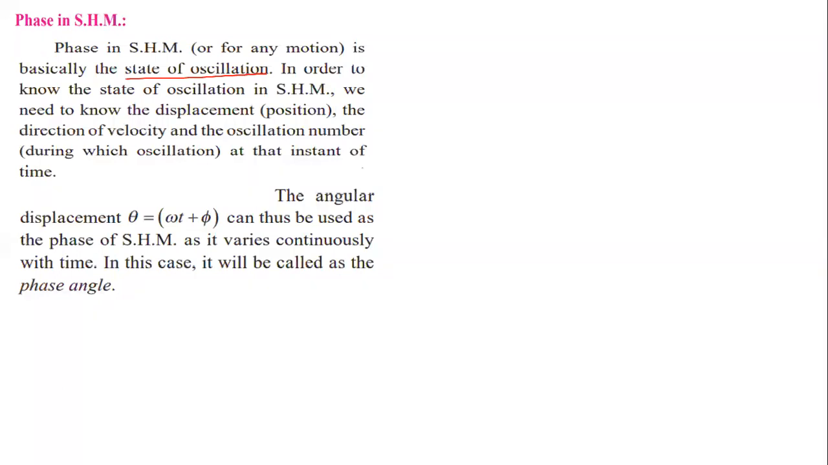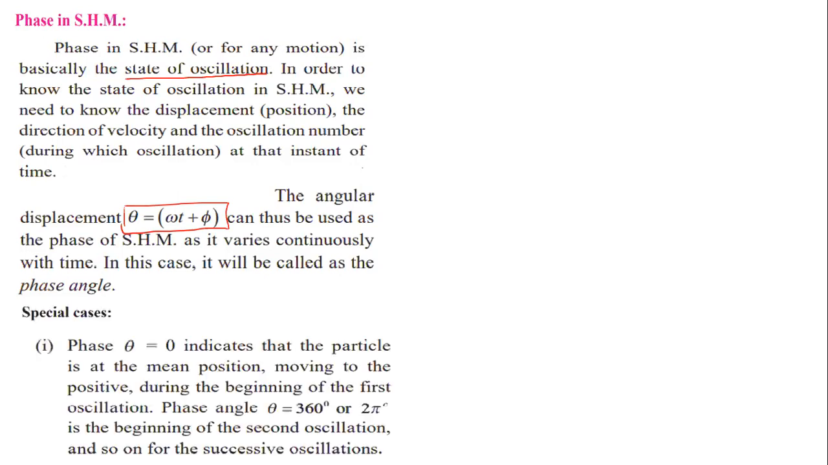Now let me tell you here the angular displacement in this phase is given by this formula. Theta is equal to omega t plus phi. And this is called as phase angle. Now let's see the special cases here. So what exactly is meant by the phase 0? So listen, phase 0, it indicates that particle is at mean position.